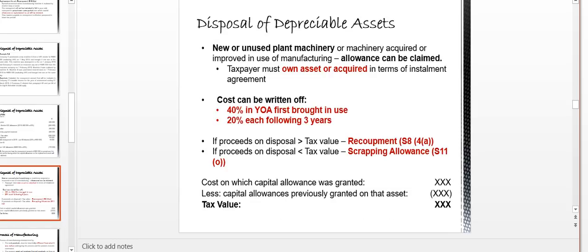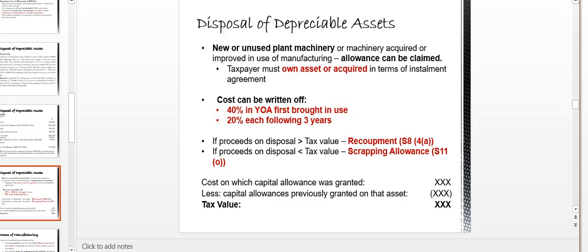Okay, so basically what we just did is any new or unused plant and machinery acquired by or improved in the use of manufacturing, you may claim an allowance on that. So if a taxpayer owns the asset or acquires it in terms of an installment agreement, then the cost to be written off according to Section 12C is 40% in the first year of assessment in which it was brought into use, and then 20% in each of the following 3 years until it's fully written off.